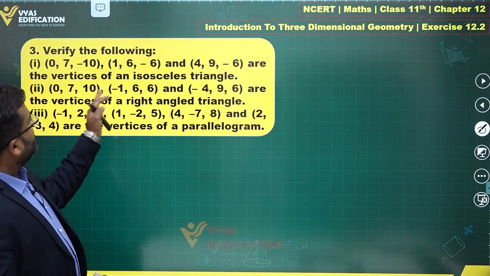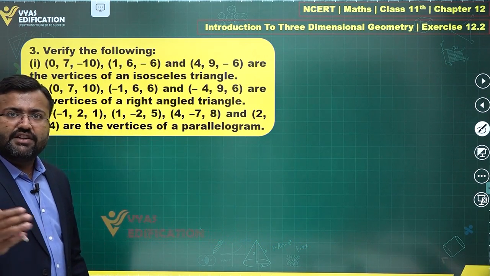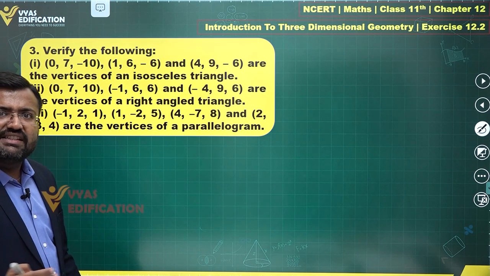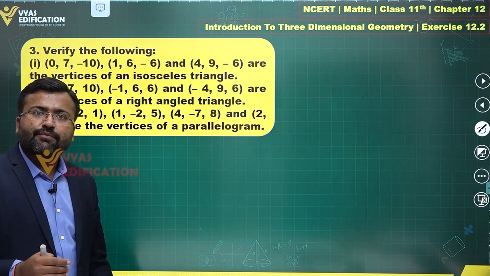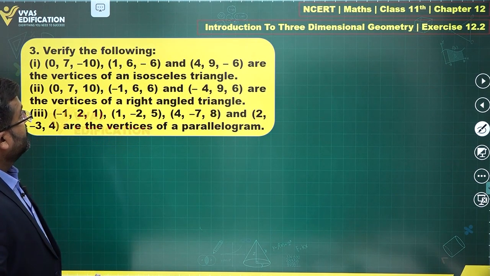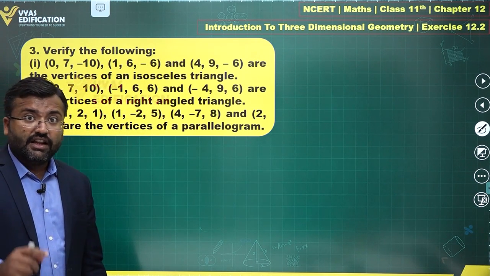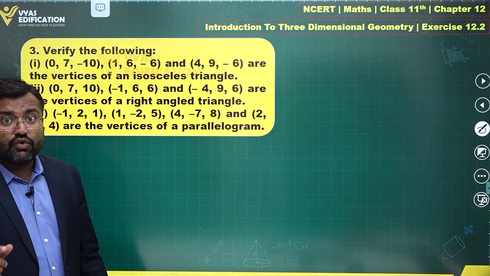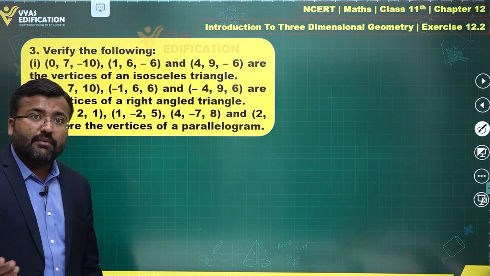These are the vertices of an isosceles triangle. So let's name the points and find the side lengths AB, BC and AC. See whether any two sides are of the same length. And let's also ensure that they are not collinear. If the 3 points are not collinear, they will form a triangle, right?